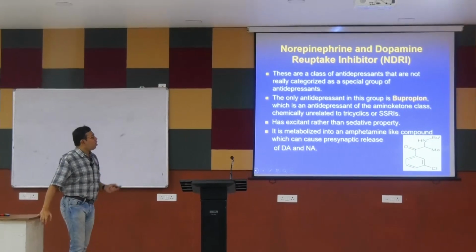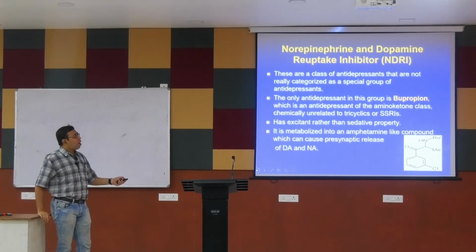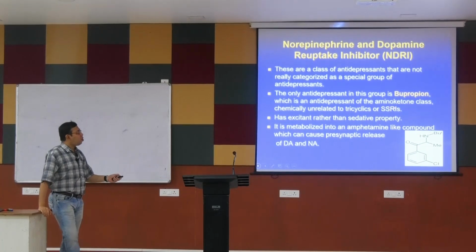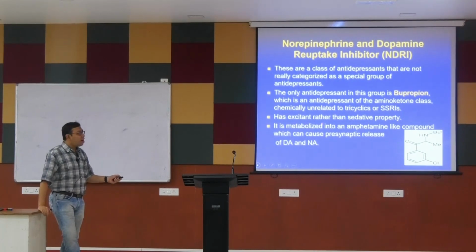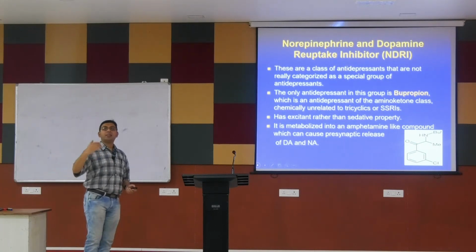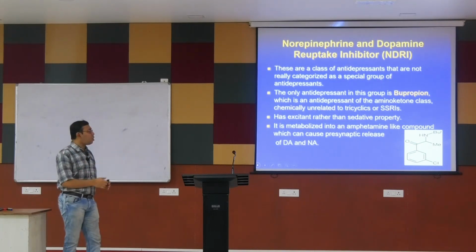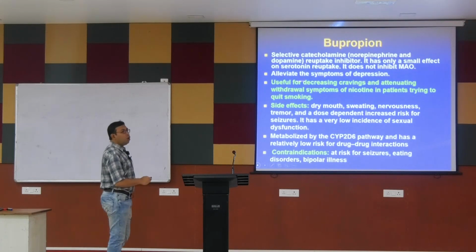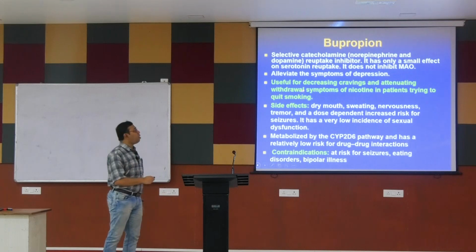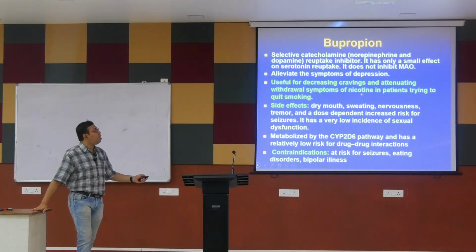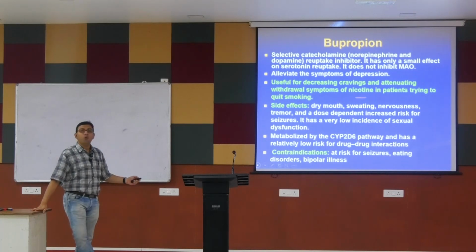Atypical antidepressants we have already discussed. Another important drug is bupropion. Bupropion is an antidepressant of the amino ketone group. It has an excitant rather than sedative property. So when bupropion is given, it gives some excitant effect in comparison to the other ones. And bupropion is basically useful, what are the uses of bupropion? Decreasing the cravings and attenuating the withdrawal symptoms of nicotine in patients trying to quit smoking.